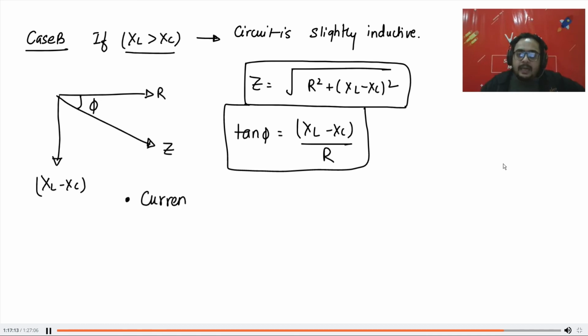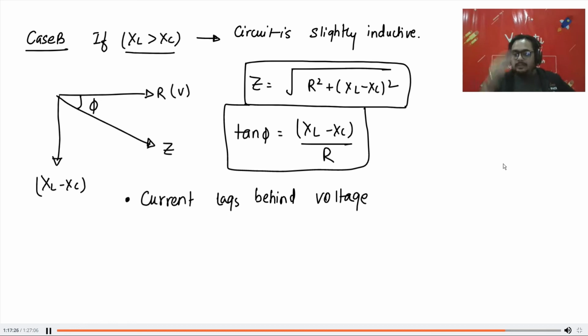Yes, current lags behind voltage. This time current is behind. Remember, this was voltage. With resistance, there was voltage. So current is behind the voltage by phi.